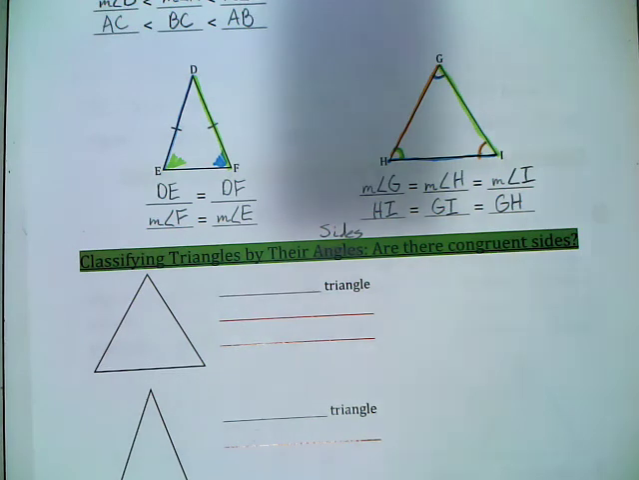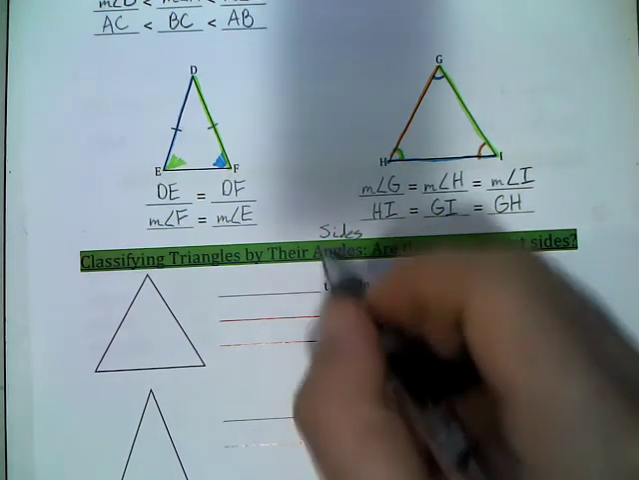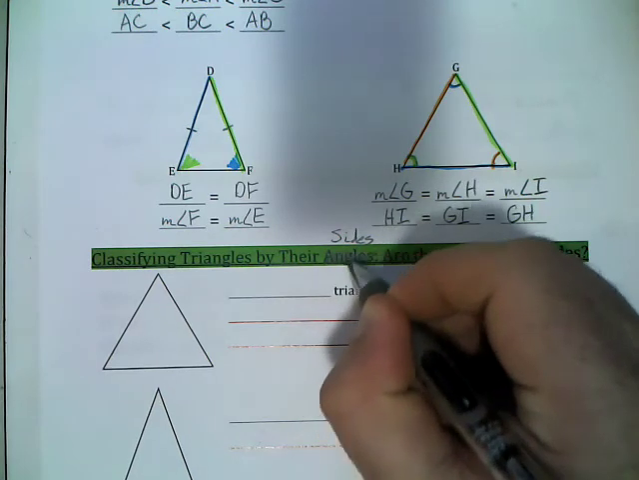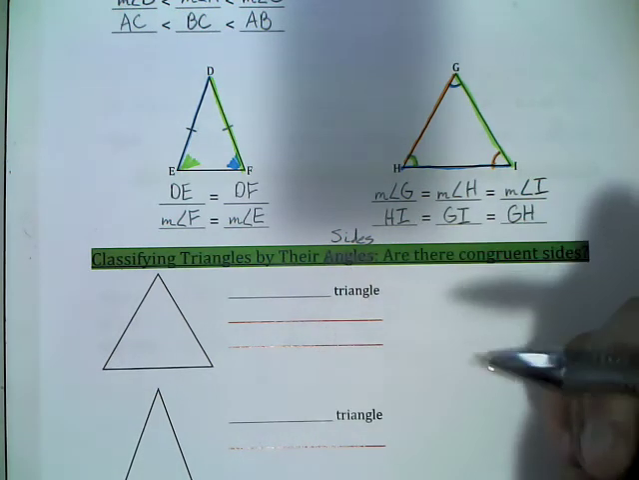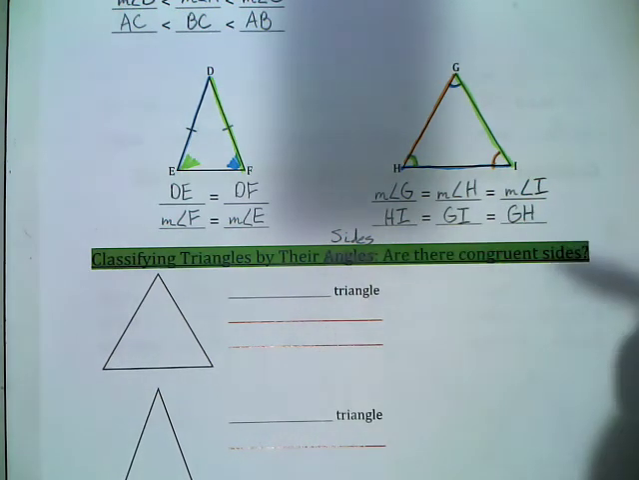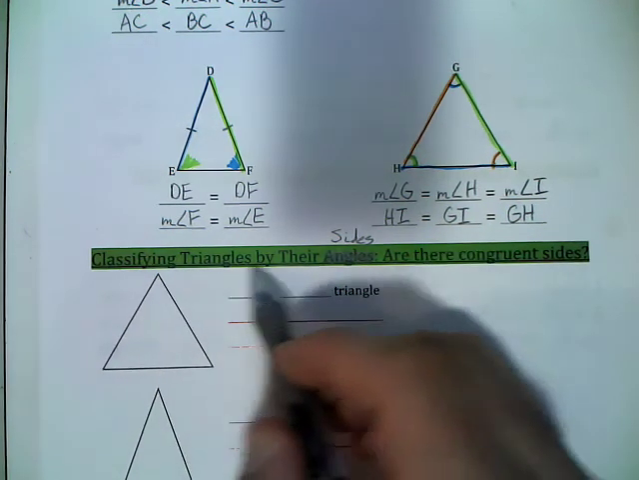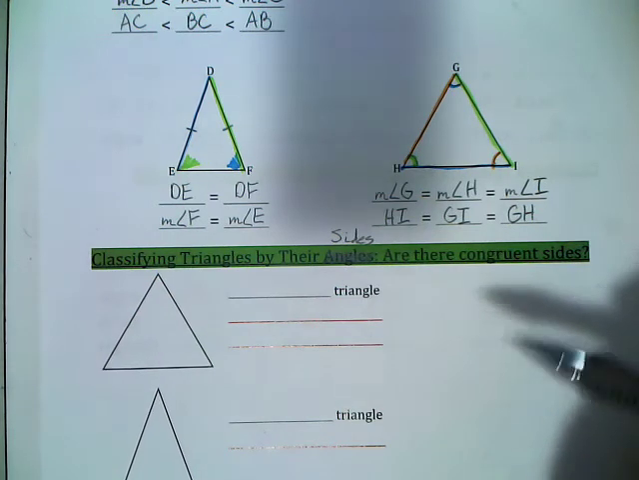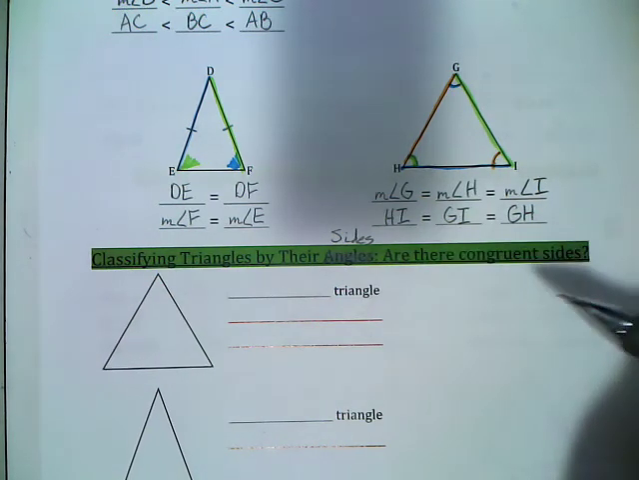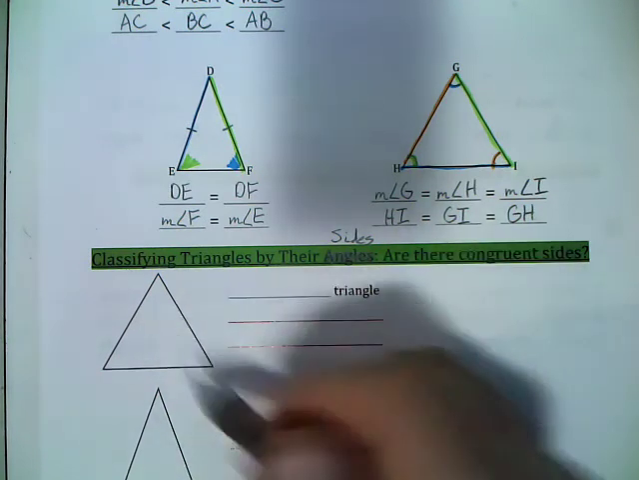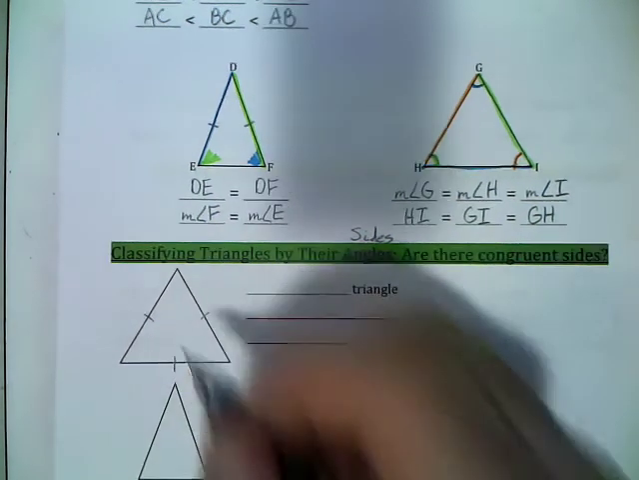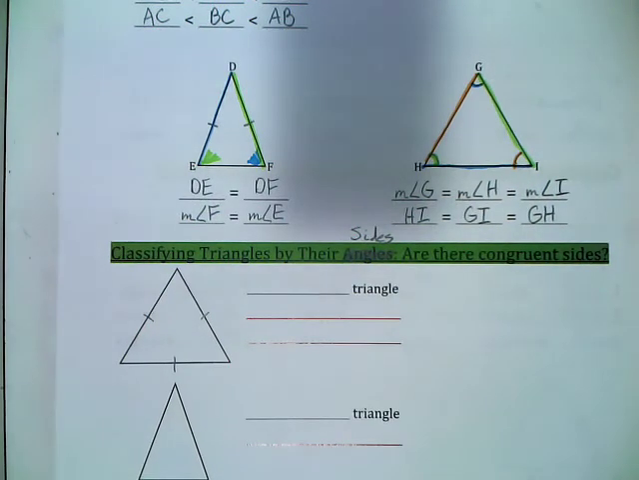And again, my apologies, I had another typo here. Unfortunately, I caught it last year, but I forgot to actually go back and change it. So classifying triangles by their sides. And so we're going to ask, are there congruent sides here? And so obviously here we can tell that we have three congruent sides.